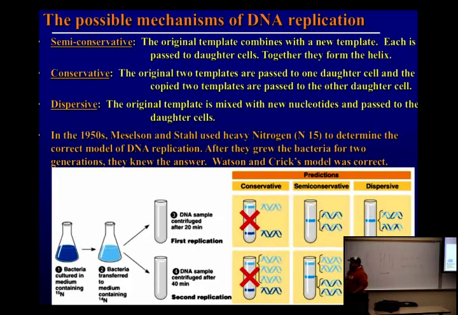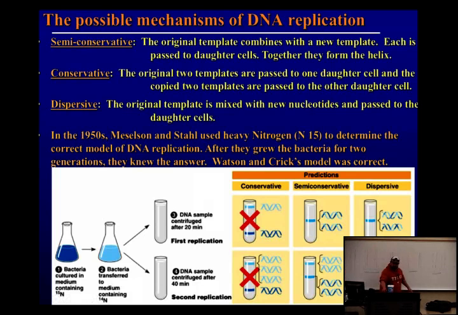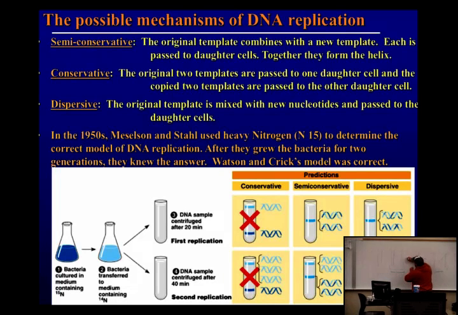So they did that, and you can see here that they didn't get 2 bands, so they could exclude conservative. So this one is out. But they couldn't tell this one from this one. So they had it go through another round of replication. And if it went through another round of replication, the new strand, these would separate, right? So you'd have 1 green and 1 purple. And then the new strand would be completely all heavy, right? And then this one would be half heavy and light.